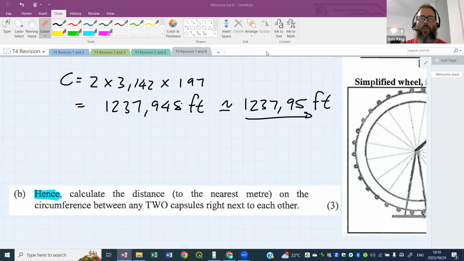When they want you to prove something, they'll use the word prove. Hence, like has come up already, means use the previous question's answer here in this question. Whatever your answer was in the previous question, use it now. So take the previous question's answer and calculate the distance to the nearest meter.